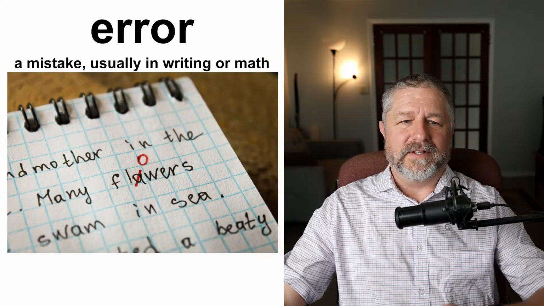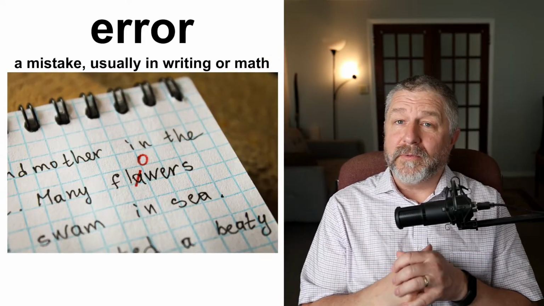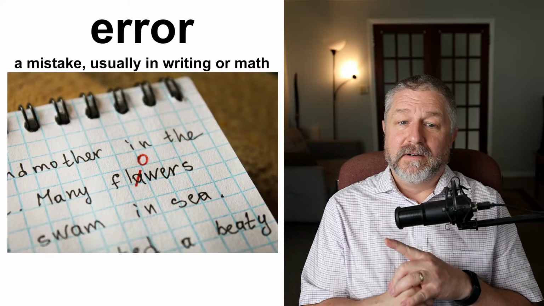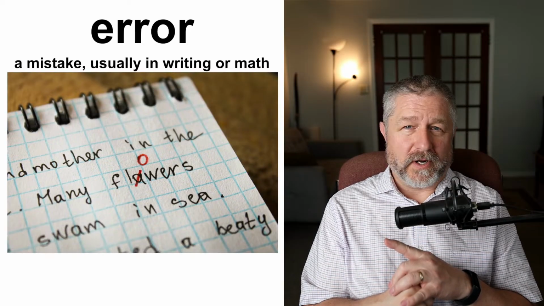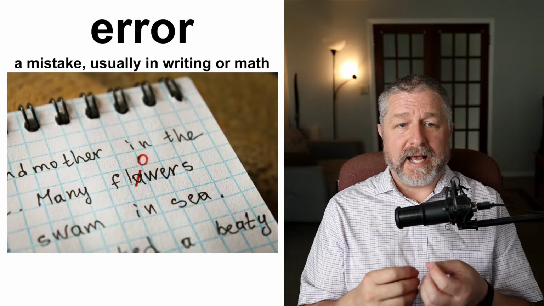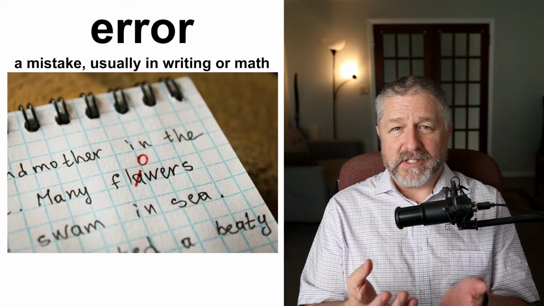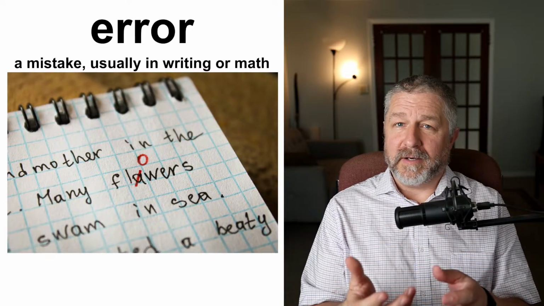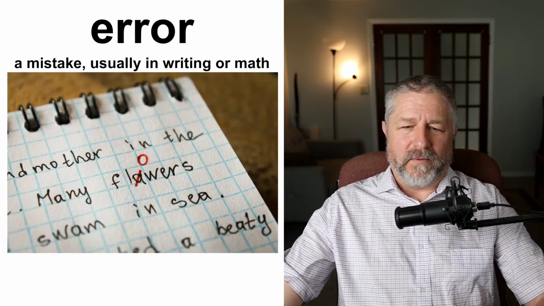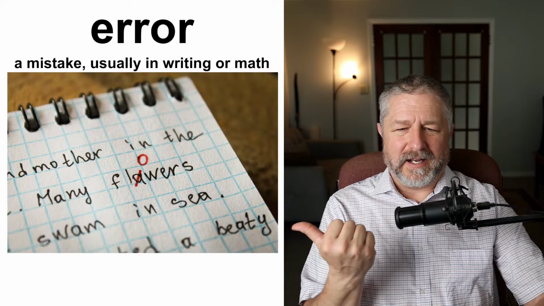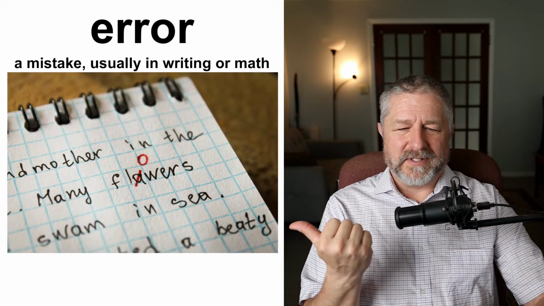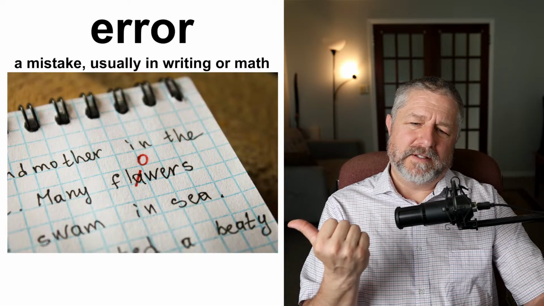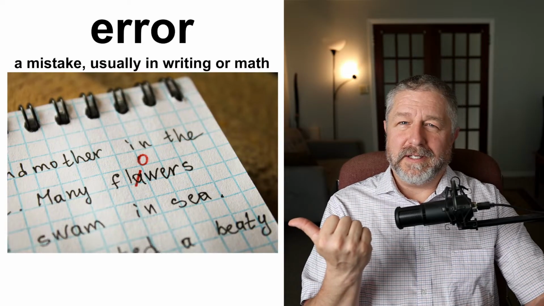An error, very similar to a mistake. In fact, the definition says a mistake usually in writing or math. If you look at this piece of writing, it says many flowers, and the A is crossed out and turned to an O because that is an error. Flowers is spelled F-L-O-W-E-R-S, not F-L-A-W-E-R-S. I wanted to read the rest of this because I actually think there's a mistake right here too, because beady isn't a word. It should be beauty, or the T should be a D if it's actually beady.